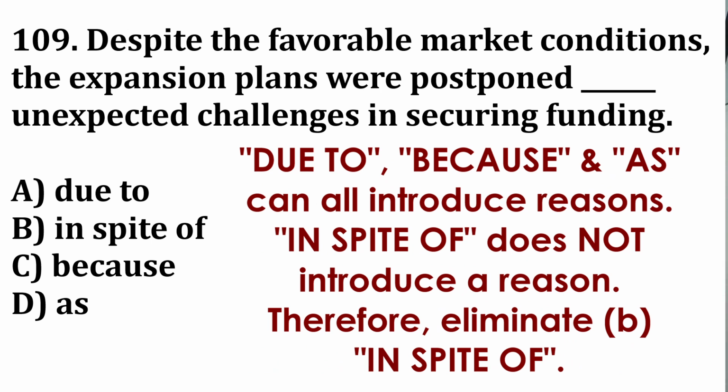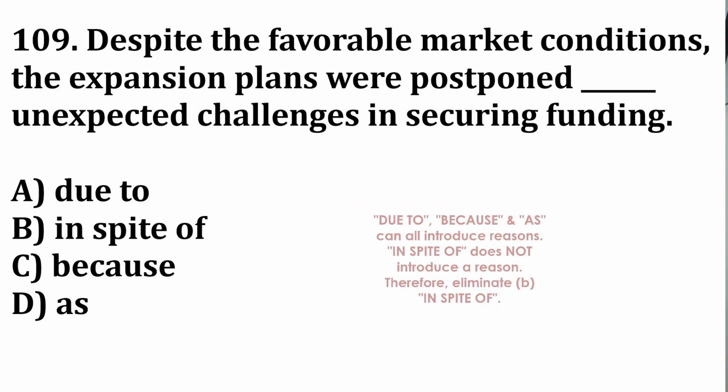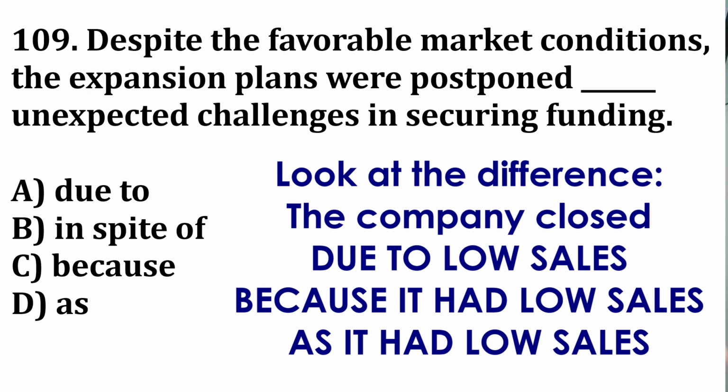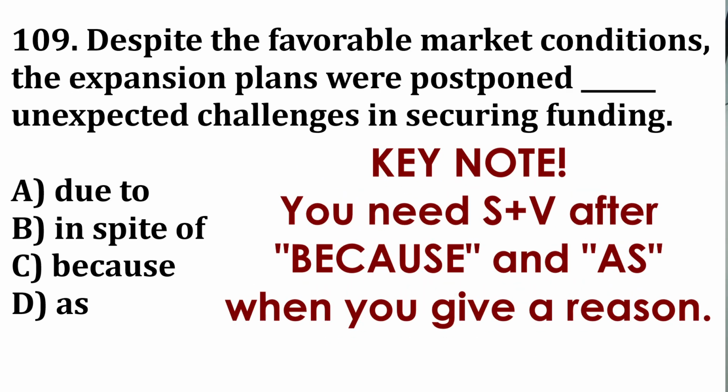So we have due to, which can introduce a reason, because, and as. All of these can introduce a reason. However, in spite of does not. So eliminate B. Now, due to, because, and as can introduce reasons, let's look at some examples. The company closed due to low sales. The company closed because it had low sales. The company closed as it had low sales.